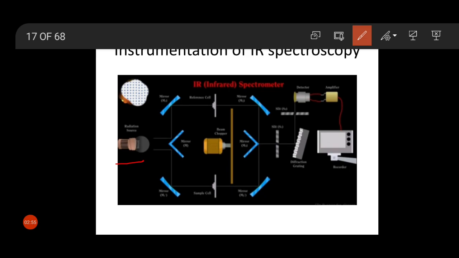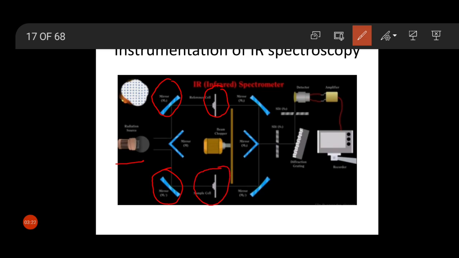Next parts are mirror M1 and mirror M1 dash. These mirrors are used to reflect the IR radiation towards the reference and sample. This is our reference cell and this is our sample cell.